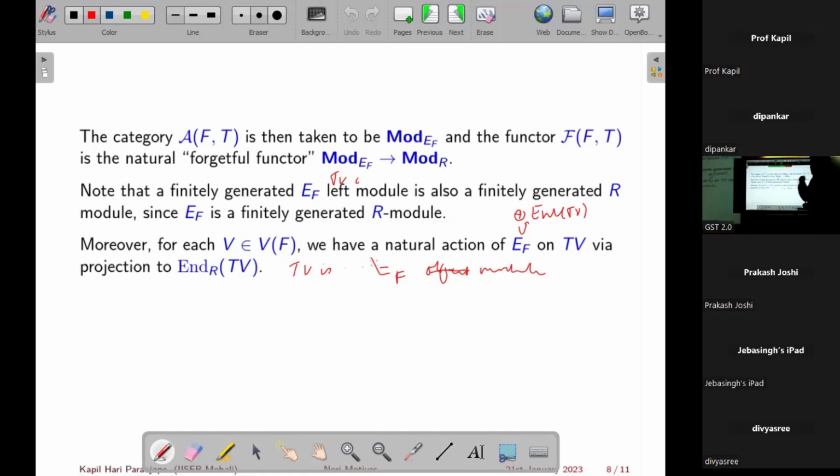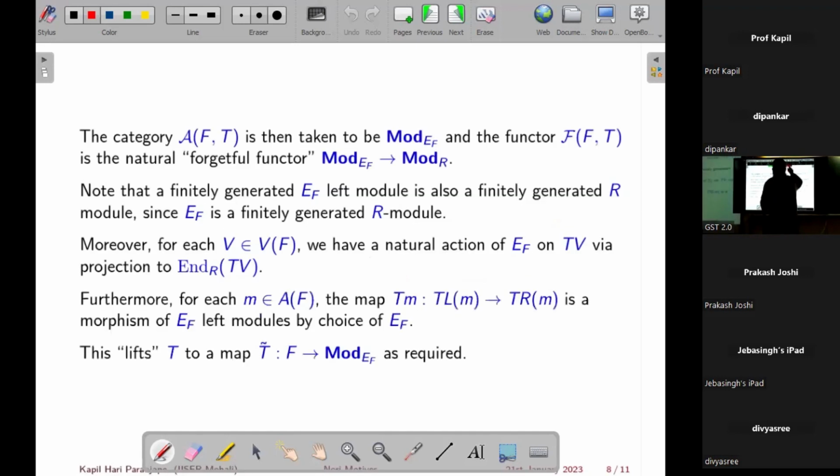So each of them is of course a module, and the morphisms between them, which are given by the edges in F, are by construction morphisms of EF modules. So that is just a straightforward thing, and for each M in F you get a natural lift of the map P tilde from F to mod EF as required. There's nothing very serious here. It's more or less by construction.